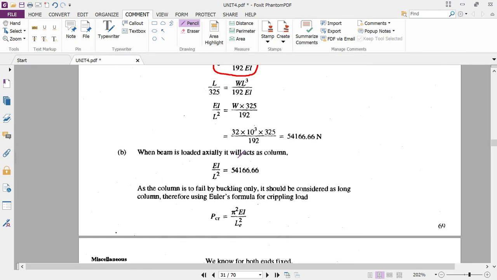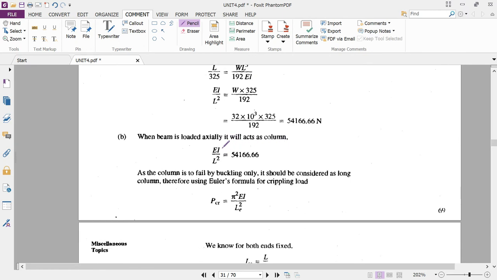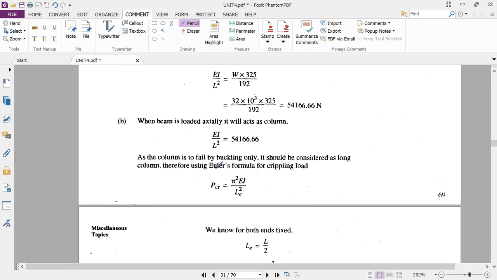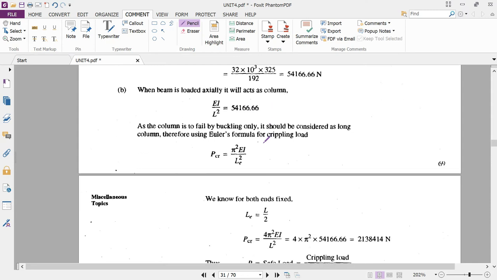Now second case, when it is loaded axially, the formula becomes EI by L square. So finally the value will be 54166.66 also. So as the column is to fail by buckling only, it should be considered as a long column.